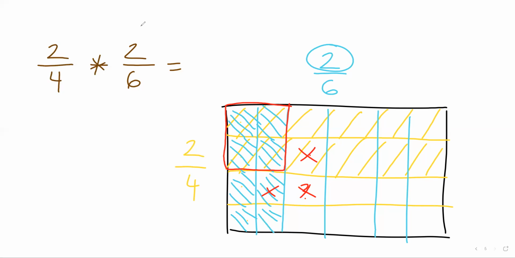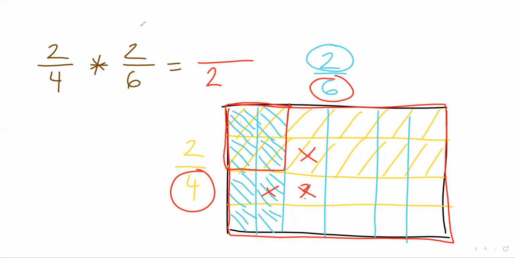So to get my answer, first I need to look at how many total squares I have in my gigantic model. That's 4 rows times 6 columns, so that's 24 pieces. And what's shaded is 1, 2, 3, 4 pieces, right? Those are the ones shaded because they have both the blue and the yellow. So when I take 2/4 times 2/6, I get 4/24. So I get even smaller. Again, this gets really tiny.